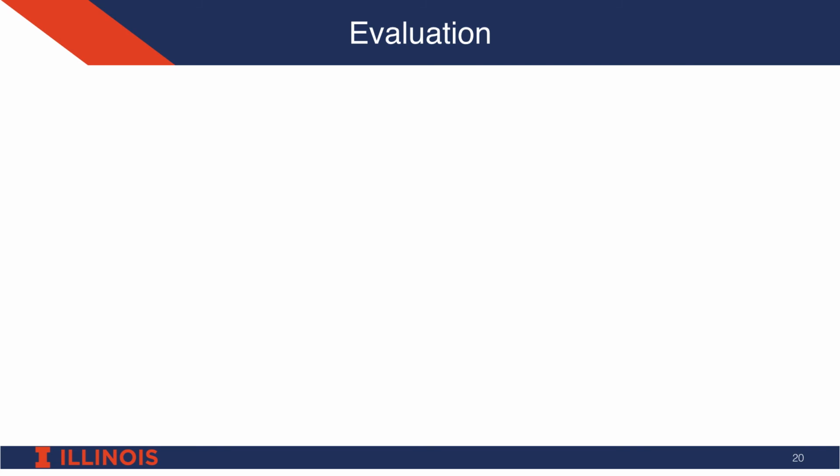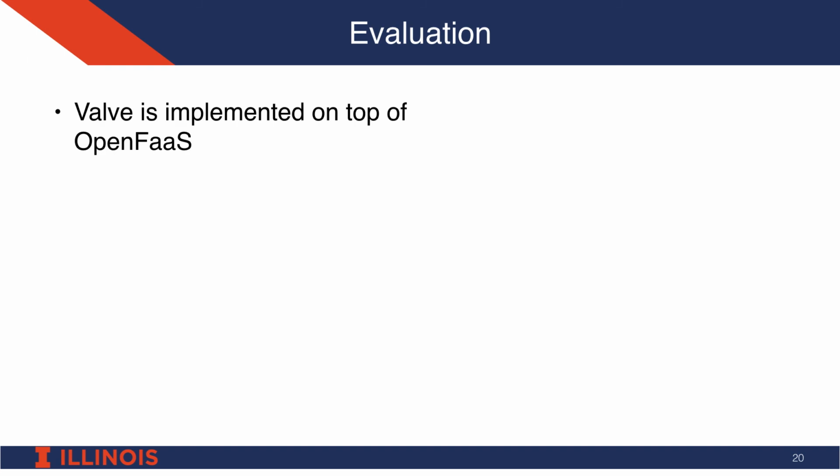Now let's talk about how our system was implemented and evaluated. We implemented Valve using the programming language Go on top of OpenFaaS, which is an open source serverless computing platform. We have minimally modified the OpenFaaS source code to instrument the request handler in each container to proxy network requests and track system calls as part of the Valve agent. This demonstrates that the principles of Valve can be easily incorporated into existing systems, making it widely applicable.